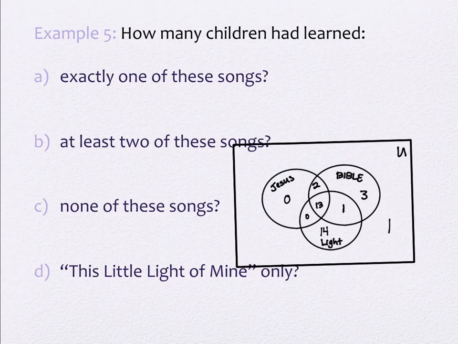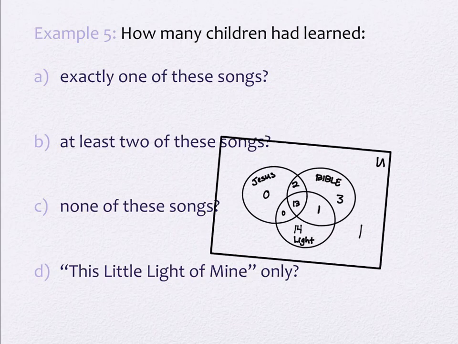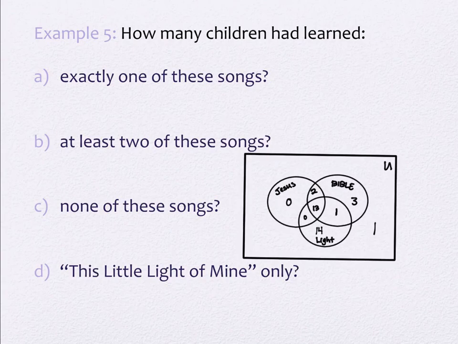Okay, so here's my mini version over here. We'll answer our questions. There we go. All right, the first question says, how many had learned exactly one of these songs? So what portion of the picture would that be describing? Okay, it's the outside circles, right? So the one that's got 0 out here with Jesus, the 3 out here with the B-I-B-L-E, and the 14 out here with light. Those are the exactly 1 regions. And I'm going to write them down. So this is 0, 3 and 14. So that total would then be 17. So 17 had learned exactly one of these songs.